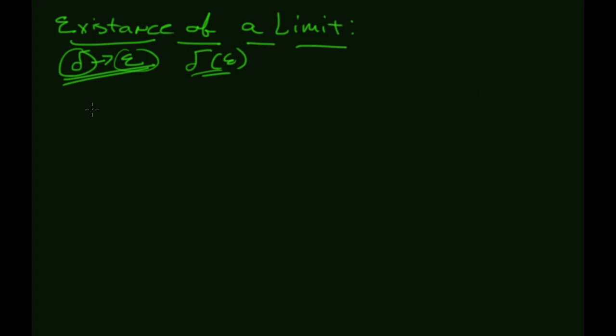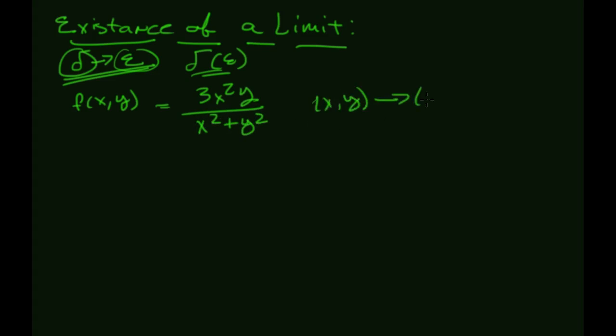Alright, so let's consider a function. Let's consider the function f of x, y, 3x squared y over x squared plus y squared, and we want the limit as (x, y) is approaching the origin. Okay, so this limit actually does exist, but we're going to prove that it does.